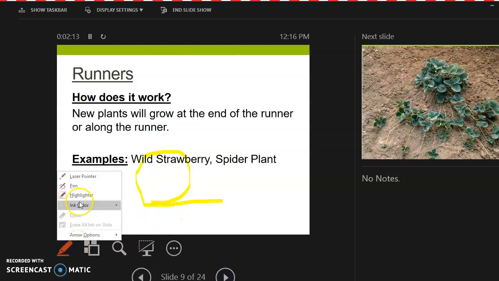Let's see, how do I get rid of that? Okay, it doesn't let me get rid of that.